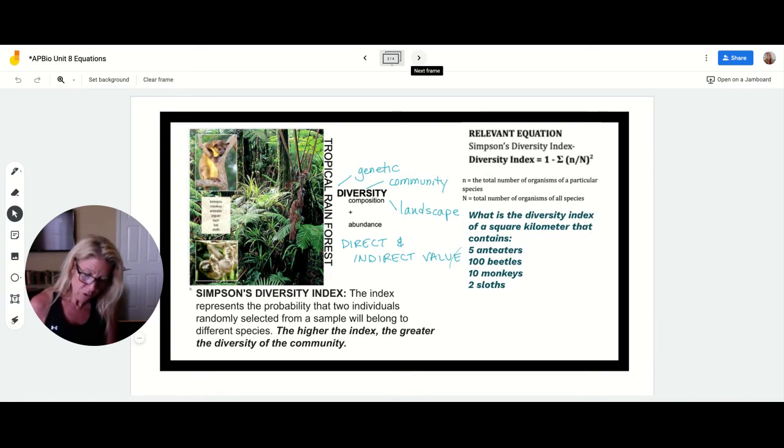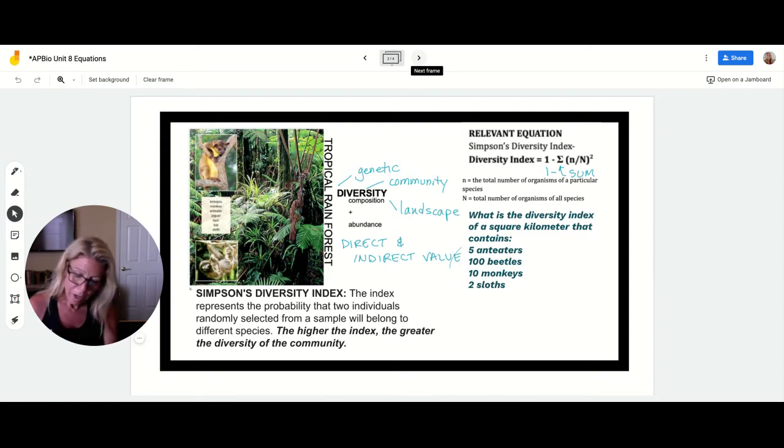So the formula that you use, let me get on the right page here with you, is Simpson's diversity index. What that is, you're taking 1 minus, and this funky E right here means sum, and that's in several of your equations. The sum of, and you take each species and divide it by the total number of species that you have, and you square that, and you add them all up. I'll show you how to do that in just a second.